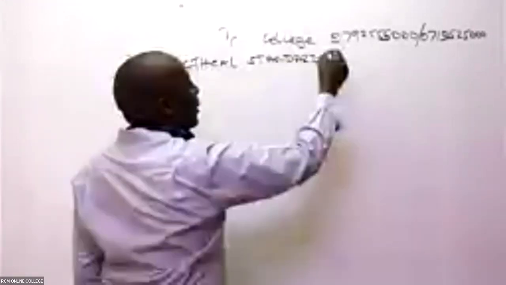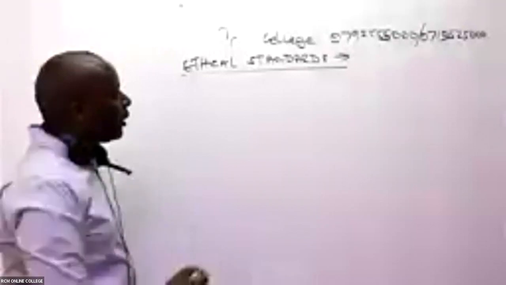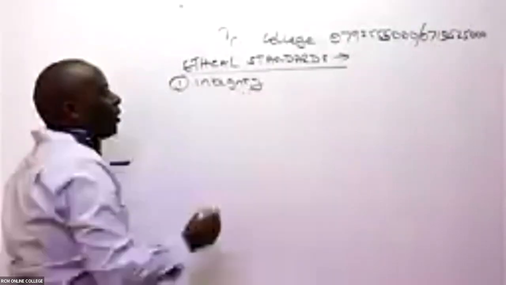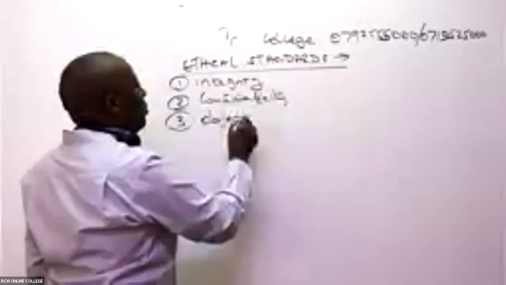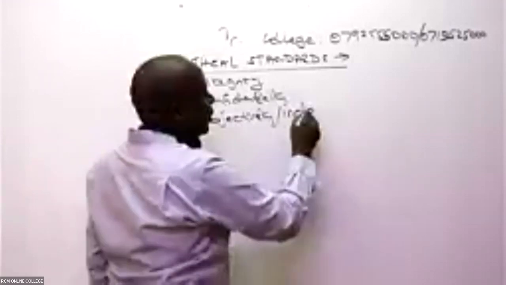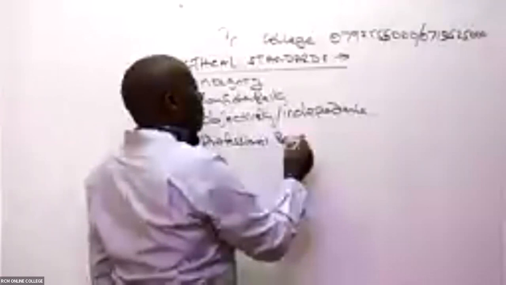We call them the ethical standards. They cut across. These are the same standards that you normally study in audit and assurance. So the ethical standards: we have a whole standard on integrity. We have another standard on confidentiality. We have another standard on objectivity, what we call independence. Then we have another standard called professional behavior. And lastly, we have what we call professional competence.